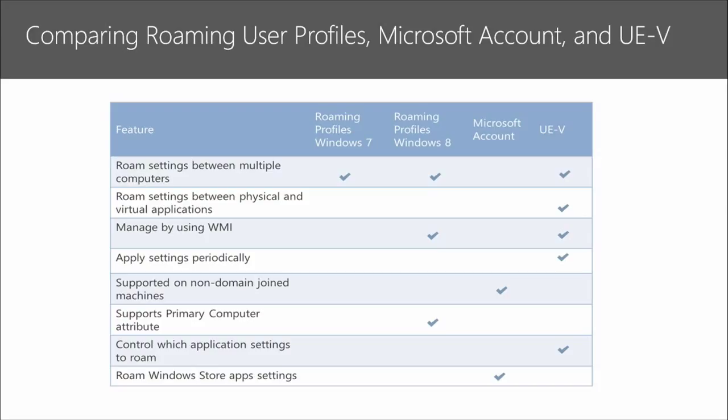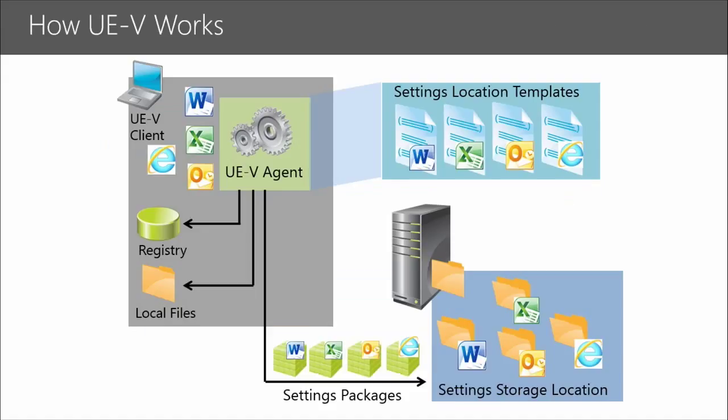And let's scroll down here to the third from bottom, supports primary computer attribute. We just talked about that. That's a new feature with Windows 8. You've got to have Windows 8 and Server 2012 to have that primary computer attribute for roaming profiles. Okay, let's keep going. So more on UEV.